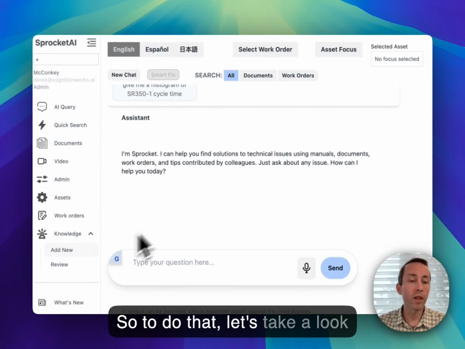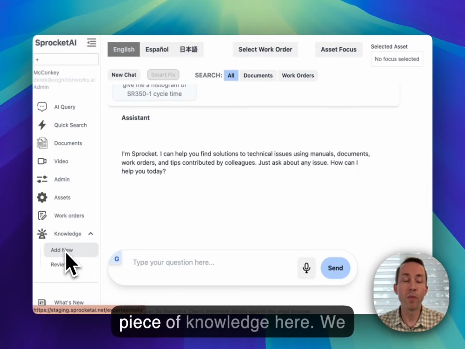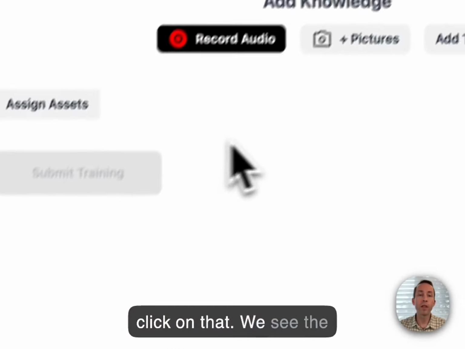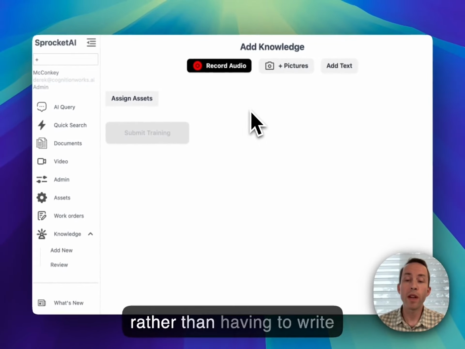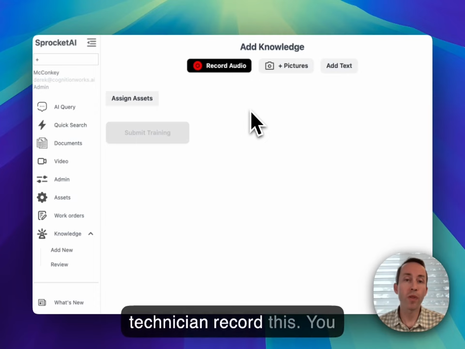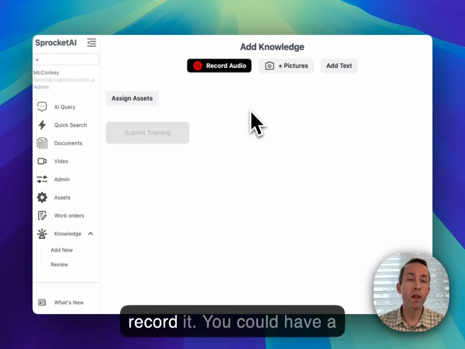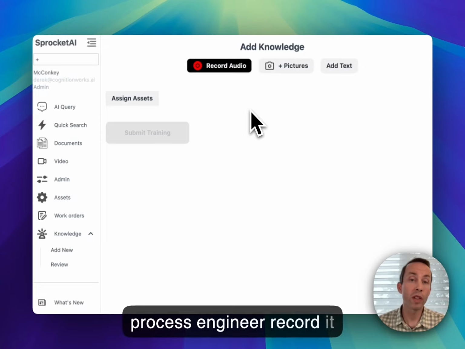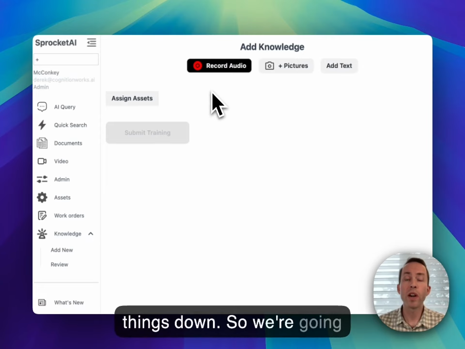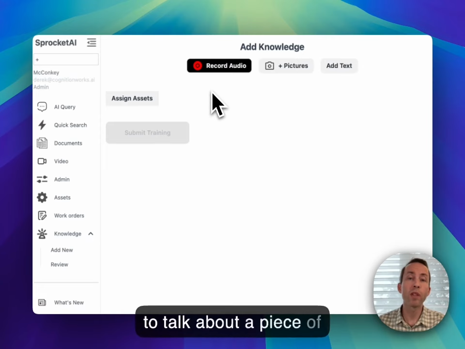So to do that, let's take a look at adding a new piece of knowledge here. We click on that, we see the simple screen here, and rather than having to write anything down, we're just going to record it. Now you could have a process technician record this, you could have a mechanic record it, you could have a process engineer record it instead of having to write things down. So we're going to talk about a piece of crystallizing equipment here, and we want to document some controls that need to be done in case of a particular event that happens with this equipment.